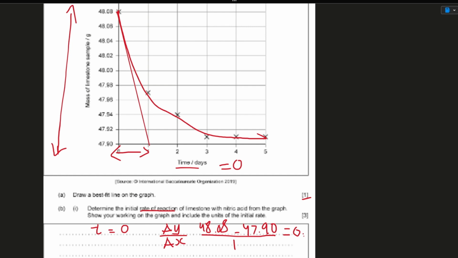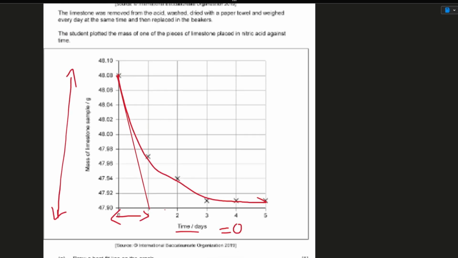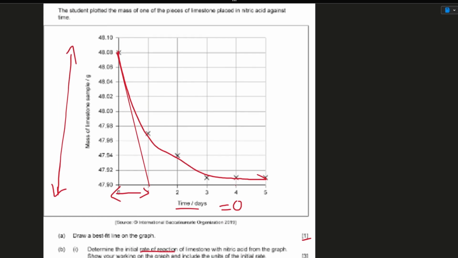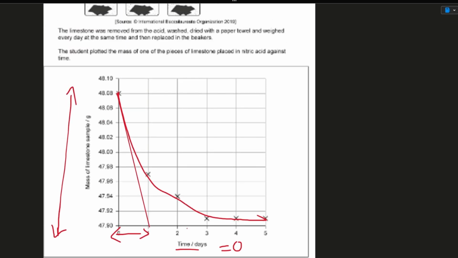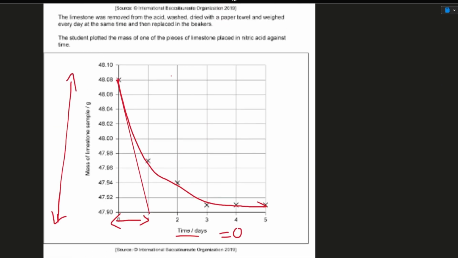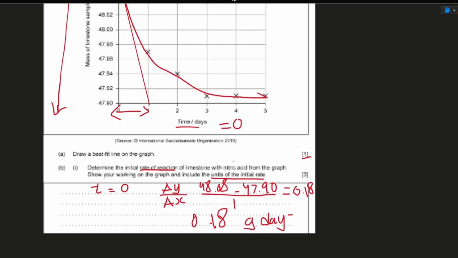The calculator is a bit glitchy. It should calculate 0.18, which is the correct answer, I assume. And the units of the initial rate would be mass over the days, which would be 0.18 grams by inversely proportionate of day, because it's going down. So it's a negative correlation.